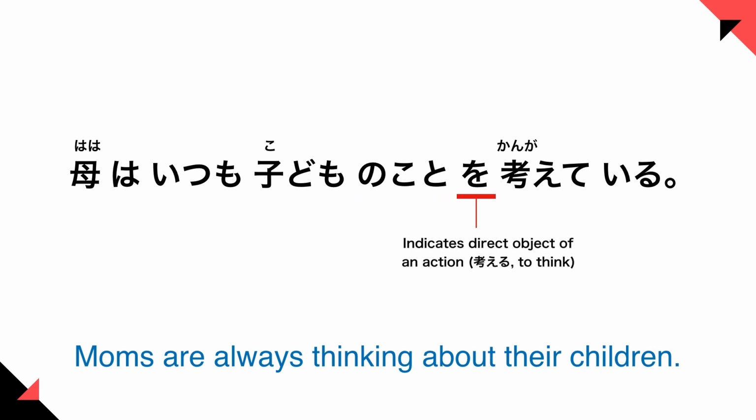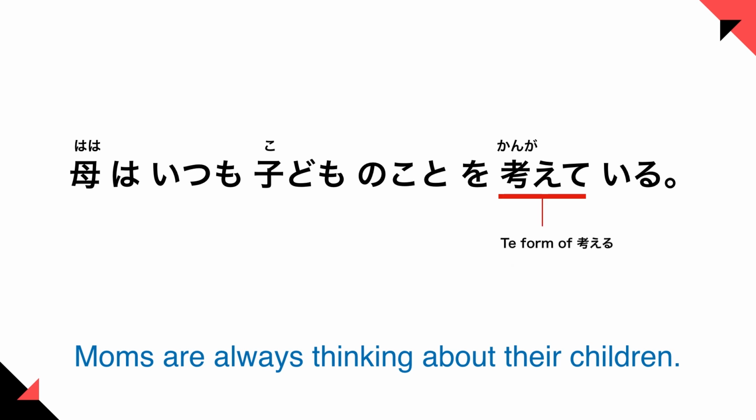お is a particle that indicates direct object of an action, and in this case, action is 考える, to think. Alright, next word 考えて is a T form of 考える. Next, いる after the verb makes it the verb ing form. So, 考えている means thinking. Alright, so mom's always thinking about children.